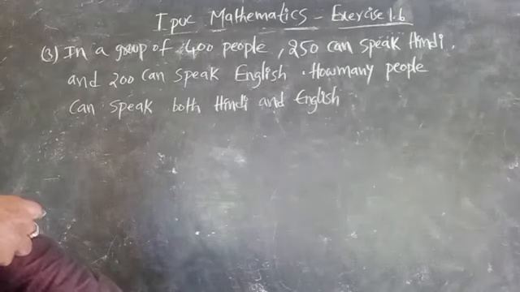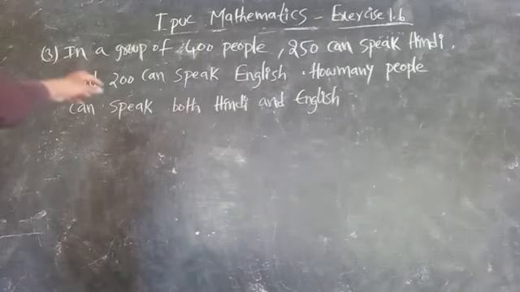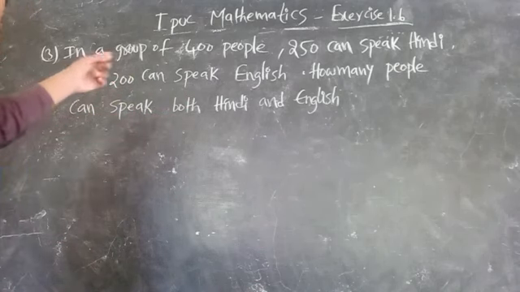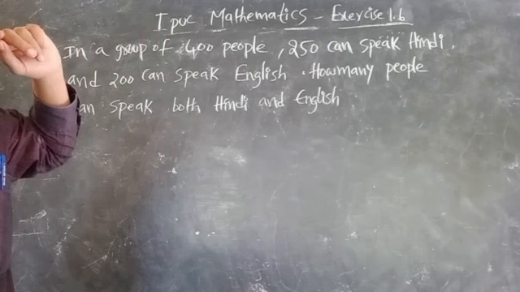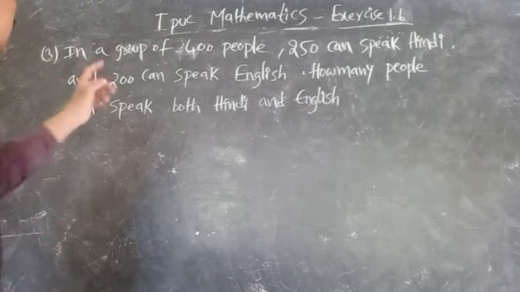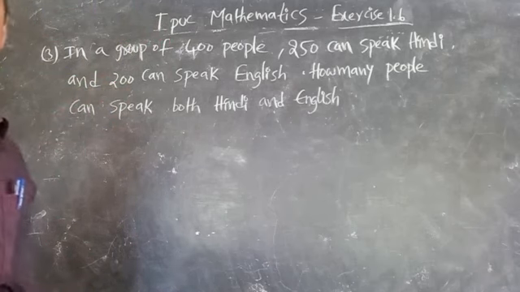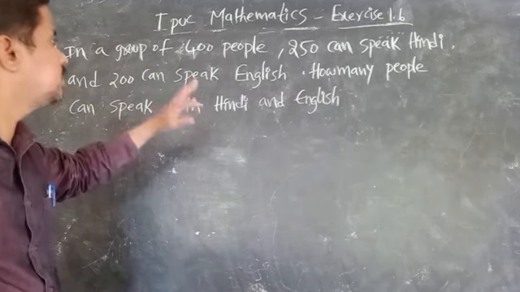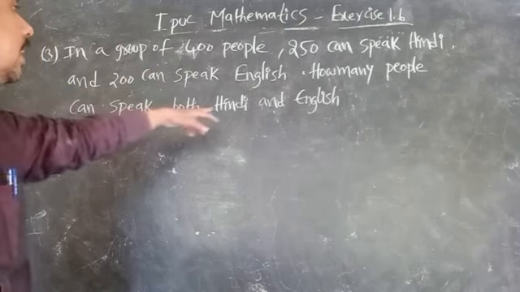See, next question number 3. What is the question? See, in a group of 400 people, 250 can speak Hindi and 200 can speak English. How many people can speak both Hindi and English?